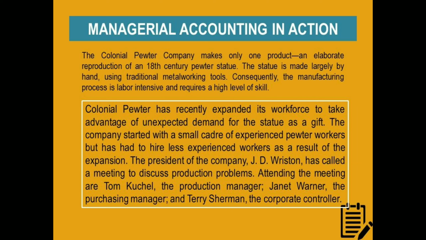So, the president of the company, Reston, has called a meeting to discuss production problems. The attendees of the meeting are Tom, the production manager, Janet Warner, the purchasing manager, and Terry Sherman, the corporate controller.